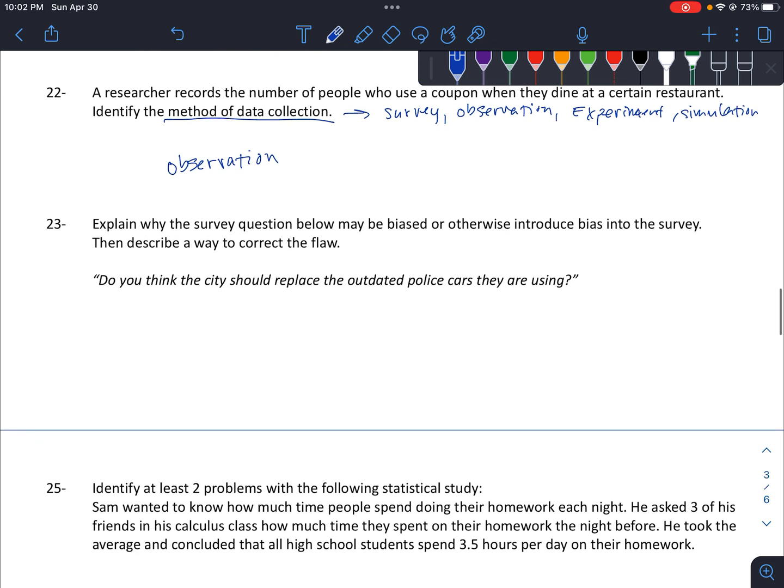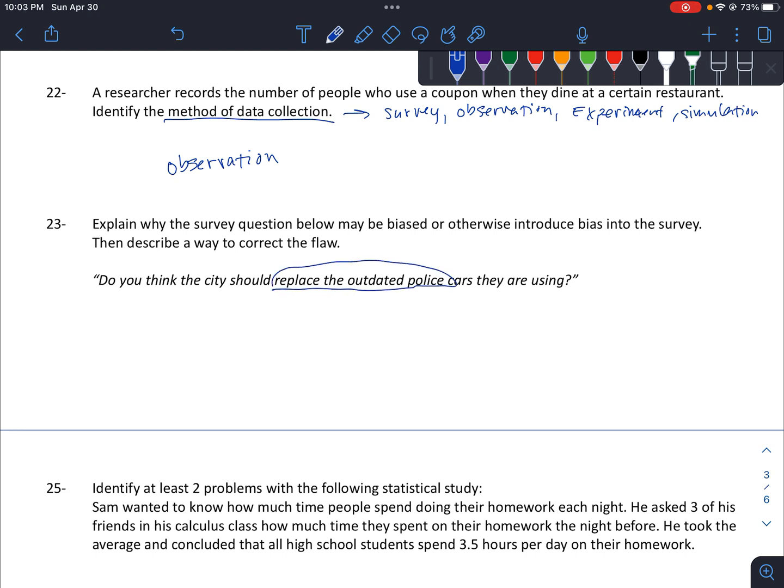Explain why the survey question below may be biased or otherwise introduce bias into the survey, then describe a way to correct the flaw. Do you think the city should replace the outdated police cars they are using? So, it does say that it is biased, but why? So, this right here, replace outdated police cars.